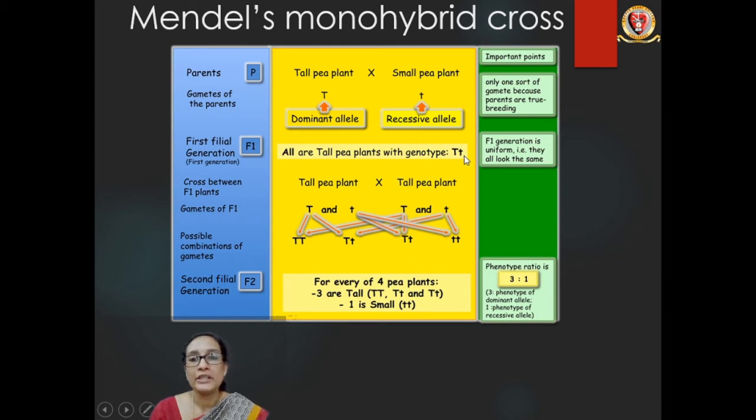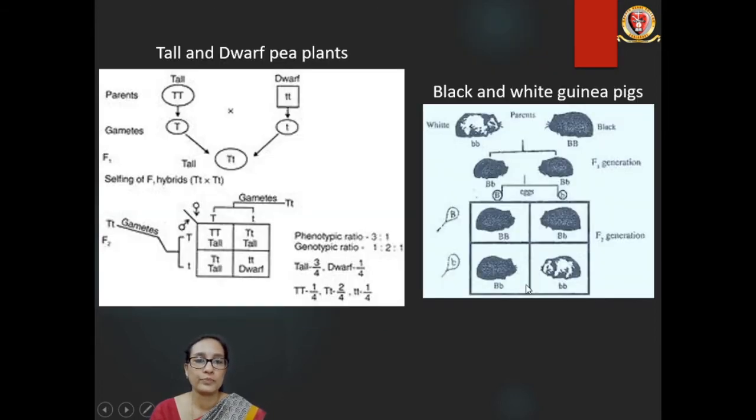Now Mendel self-pollinated this F1 generation and he got the F2 generation. He found in this F2 generation, for every short pea plant, there were 3 tall pea plants. That is, he got the ratio 3:1. The phenotypic ratio of 3:1. 3 tall and 1 short. This is an example of Mendel's monohybrid cross.